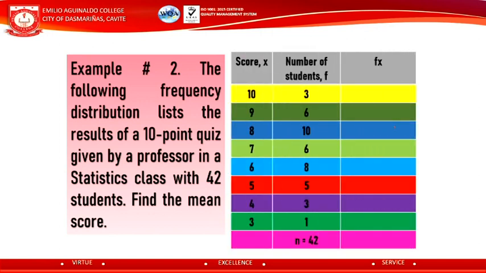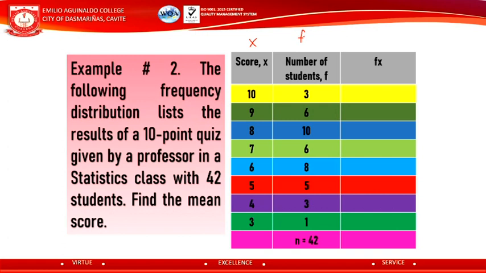Now, let us try to look at the table. We can see there the score and the number of students. This will be our x, and this will be our frequency of occurrence. You can see there in the third column, the fx. It means that in order for us to obtain the result for that particular score, we have to multiply the frequency of occurrence by the score.